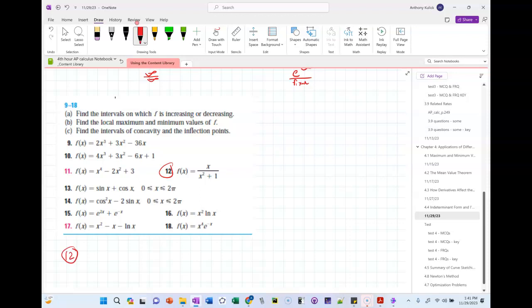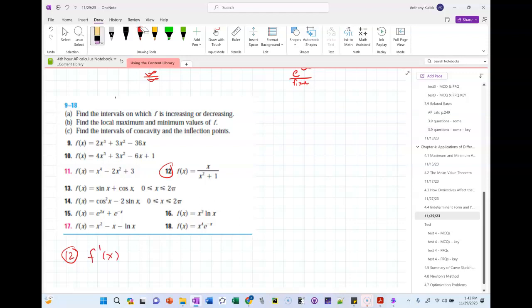If we're doing this without a calculator, what are we going to need to do first? I need to take the derivative because I'm going to be concerned about where the derivative is 0, because that's where the function is going to change from increasing to decreasing, right? If the derivative is positive, it's increasing. Where the derivative is negative, it's decreasing. So if I know everywhere where the derivative is 0, or I should say doesn't exist, that'll allow me to find those intervals.